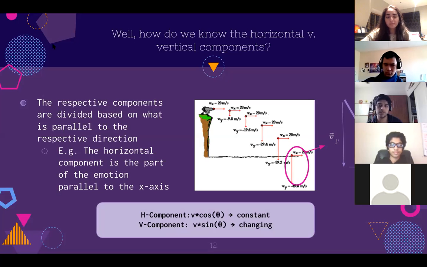Here, if you don't know the trig yet, don't worry too much about it. But theta refers to the angle at which the ball or whatever is being launched relative to the horizontal. In this case, theta is 0 degrees, right? Because it's being launched parallel to the horizontal, so there is no angle. If you know your trig, you know that cosine of 0 is just 1 and sine of 0 is 0. So here your v cosine theta is constant, right? Because v times 1 is just v. That's why one of them is constant and the other one is changing.